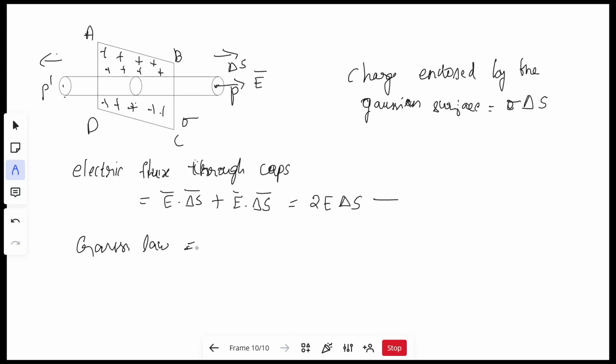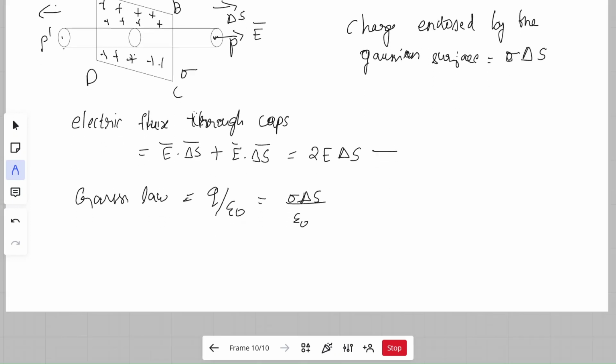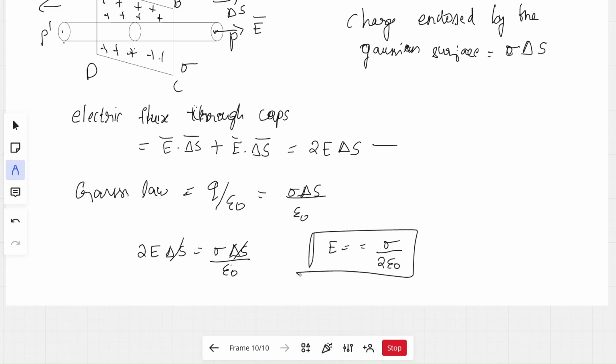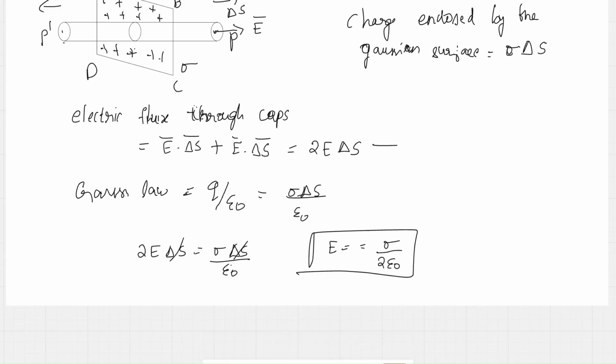From Gauss law, we know that the flux equals Q by epsilon, which is phi del S by epsilon. So equating these two, this is the electric field. It is independent of the distance from the sheet.